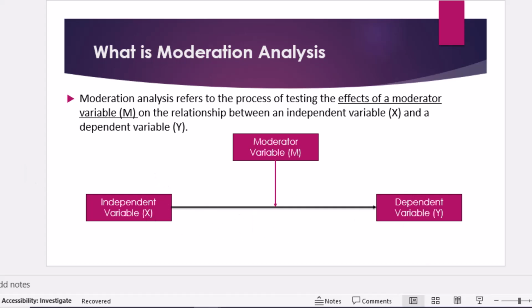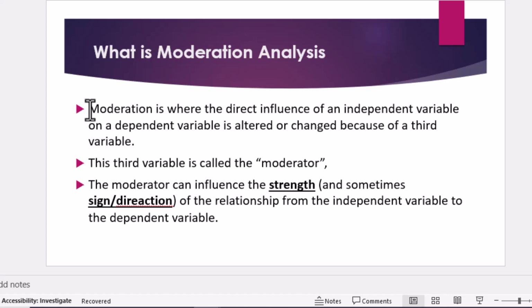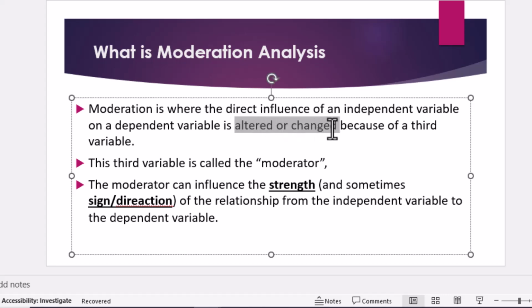If we continue, we also have something else to note: moderation is whereby the direct influence of an independent variable on a dependent variable is altered. It is altered or changed because of a third variable, and that variable is what we are calling the moderator variable. So when the moderator variable comes in, it alters, it changes the relationship between the dependent and the independent variable.